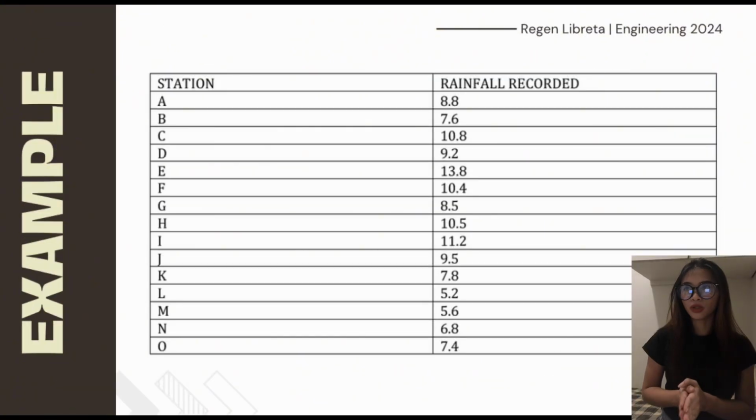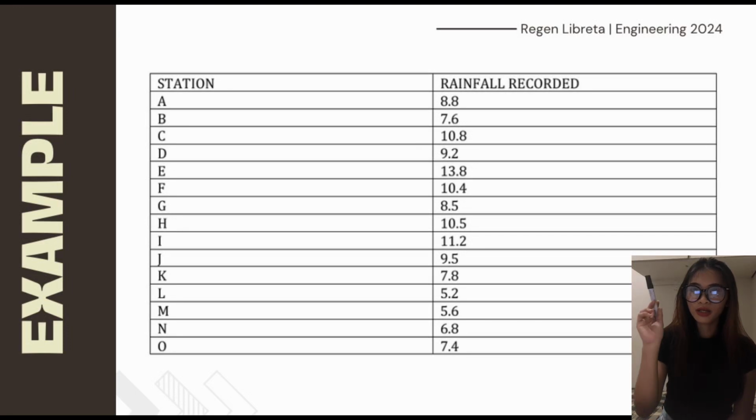We have the example. By using the normal ratio method or the arithmetic mean method, we have 15 stations and the rainfall record. We'll be adding all records at each station, so we will get 133.1, and all over the number of stations, which is 15. To solve this, we will get 8.87 centimeters.